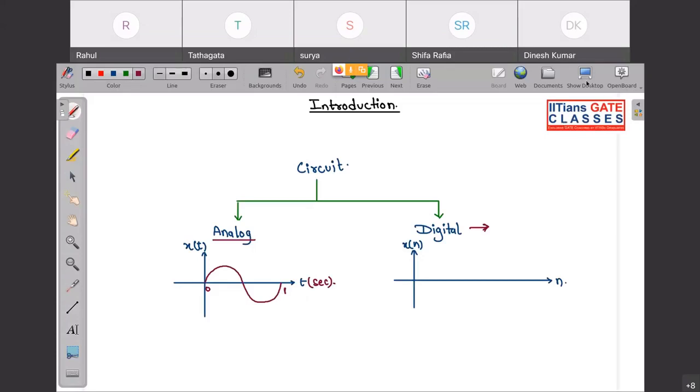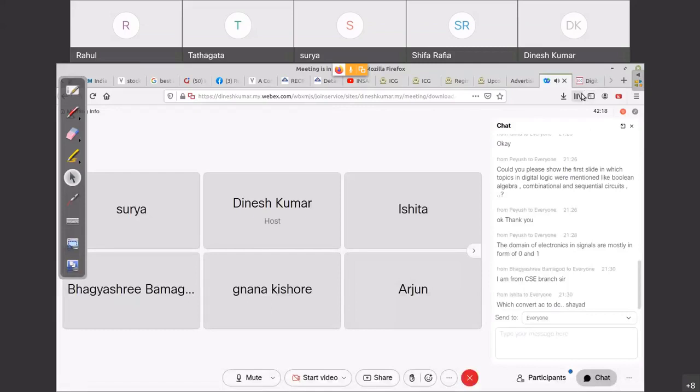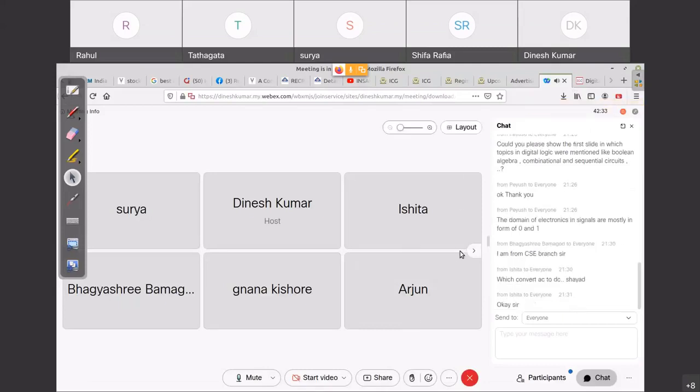What do we mean by digital signals which convert AC to DC? AC to DC, that is what? That is your rectifier, na, Ishita? Rectifier. Now it can be full wave rectifier, half wave rectifier.